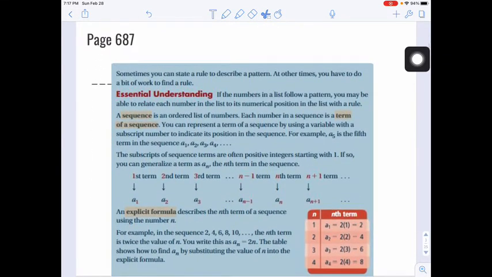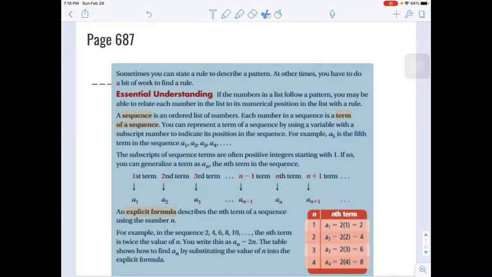On page 687, we have: sometimes you can state a rule to describe a pattern. At other times, you have to do a bit of work to find a rule. If the numbers in a list follow a pattern, you may be able to relate each number in the list to its numerical position in the list with a rule. A sequence is an ordered list of numbers. Each number in a sequence is a term of the sequence.